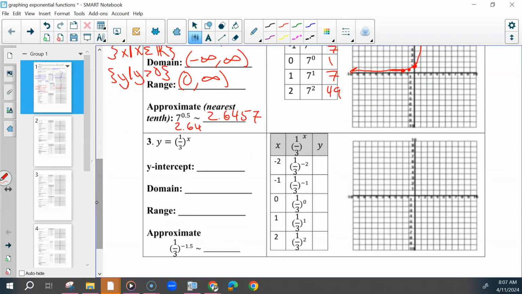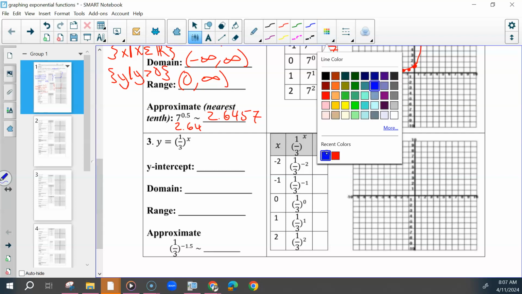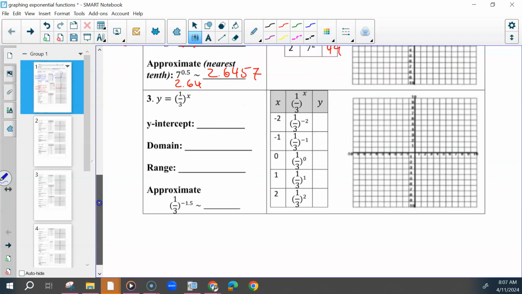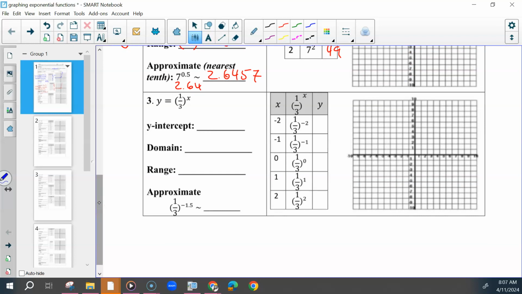Okay, now we're going to change it a little bit. Now our b value is going to be a fraction. We're going to see what changes with that. Same x values. But now I have 1/3 to the negative 2. So I'd be taking that base, flipping it, making the exponent positive. What would that become?